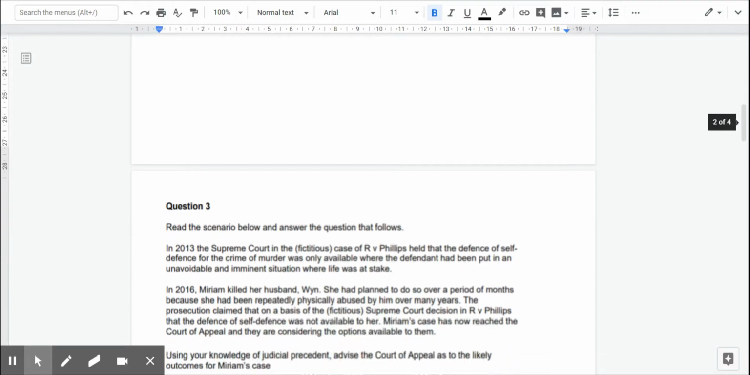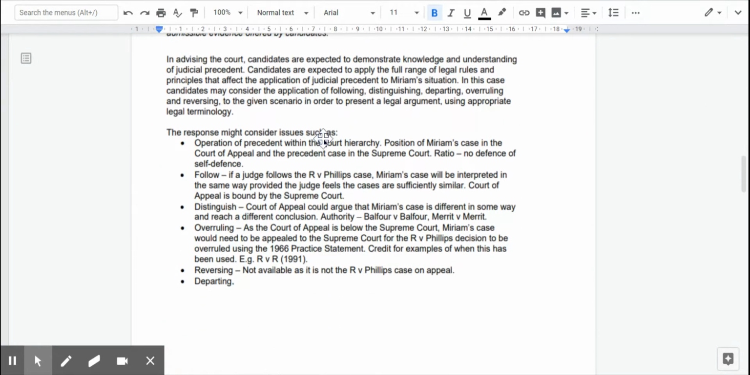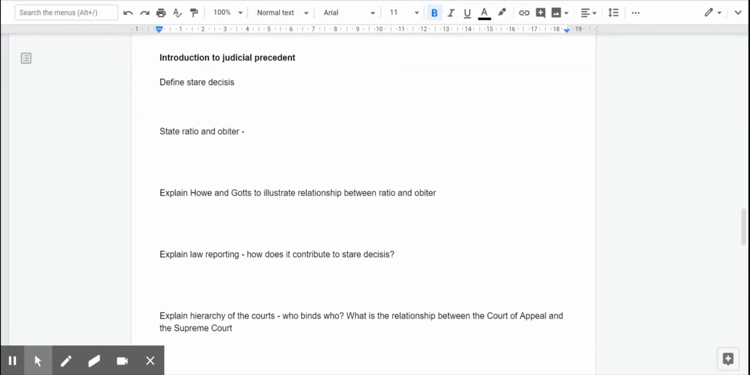So if we scroll on down, you will see that this is the structure that you are going to use in order to go through this. So you're going to start by defining, you're going to state stare decisis. And then you're going to give your definition as standing by the previous decision. You're then going to state ratio and obiter and explain the cases of how and gots and illustrate the difference between the ratio and the obiter.